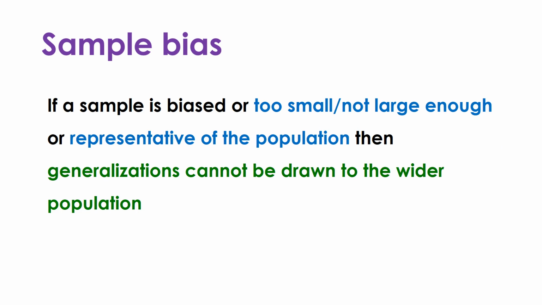We can also get sample bias if the sample itself is too small, right? Because if you get 7 billion people and measure 10 people, those 10 people are not going to be a good representation of 7 billion people. And once again, if the proportions of the demographics of the population are not represented, then the sample is biased. Now, why is it important? Because we want to draw conclusions and generalizations that we can actually apply to the wider population.